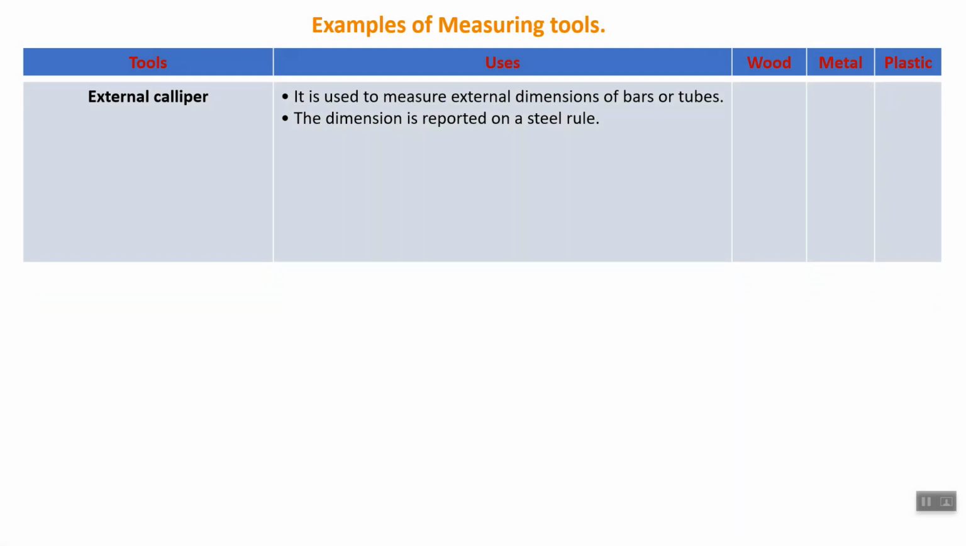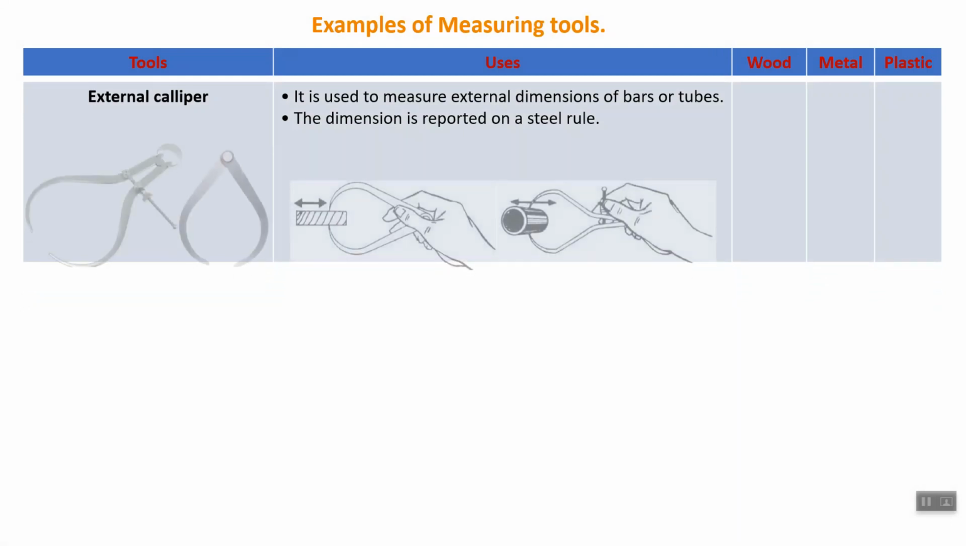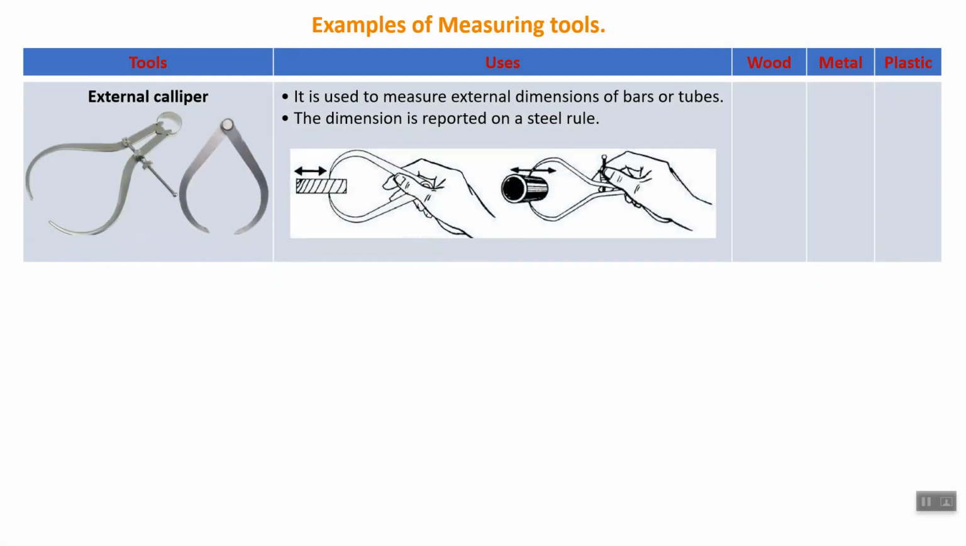For example, the external caliper. There are two models of external caliper. They are generally made of metal. They are used to measure external dimensions on bars or tubes. The dimension is then transferred to a steel rule. So we measure the thicknesses of materials or the diameters of materials, because a steel rule cannot measure diameter here.